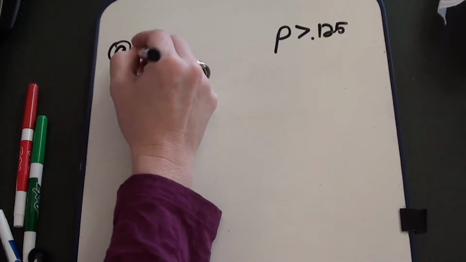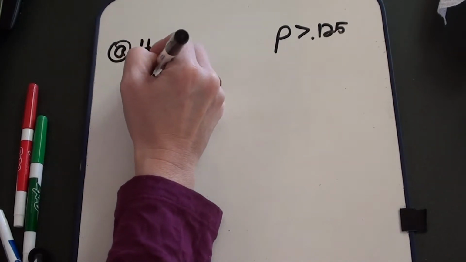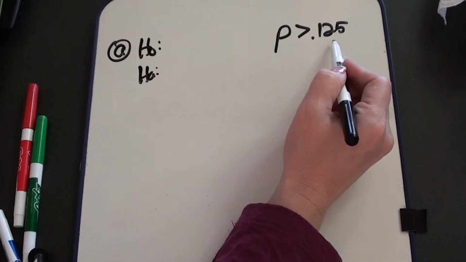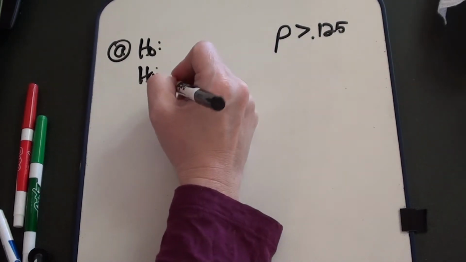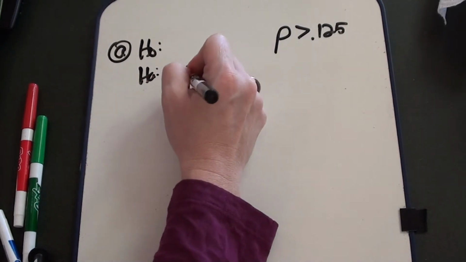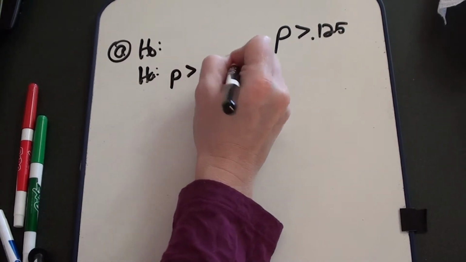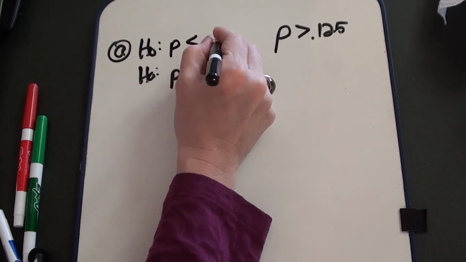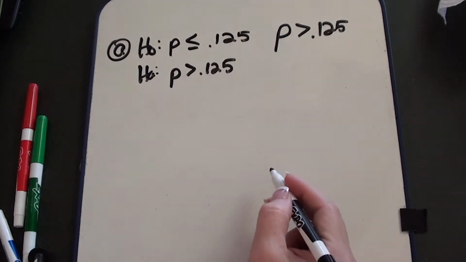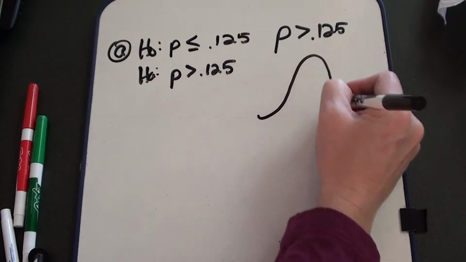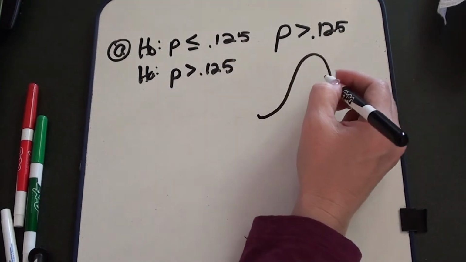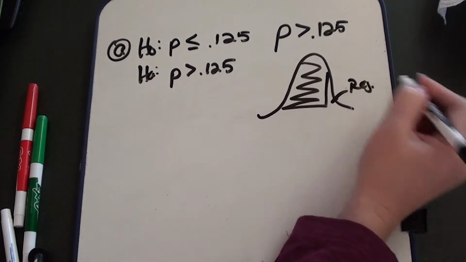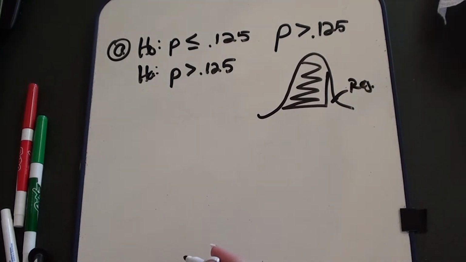So for part A, to write our null and our alternative hypothesis, this does not contain an equal sign, so therefore we can't make it our null, but we'll make it our alternative. So our alternative is that the population proportion is greater than 12.5%. So our null would have to be that the population proportion is less than or equal to 12.5%. So our curve would look like this. It's a one-tailed test. Less than or equal to is over here. So this is our little rejection region over here. Okay, so that's part A.